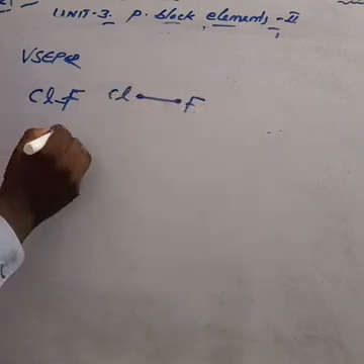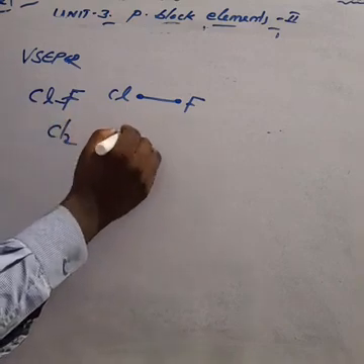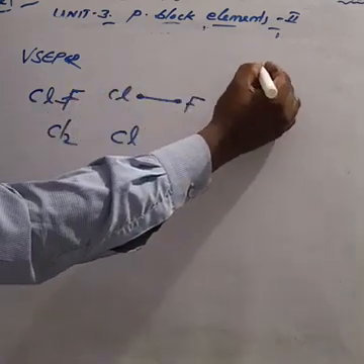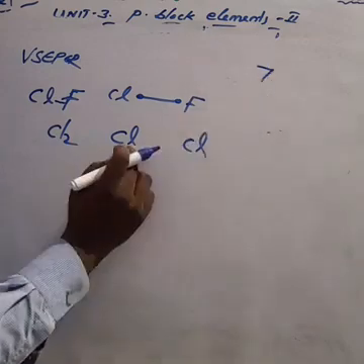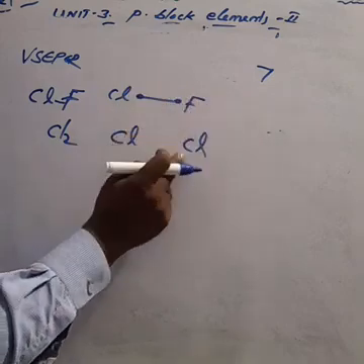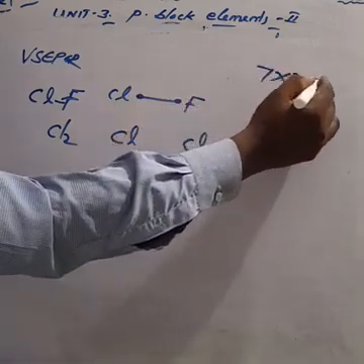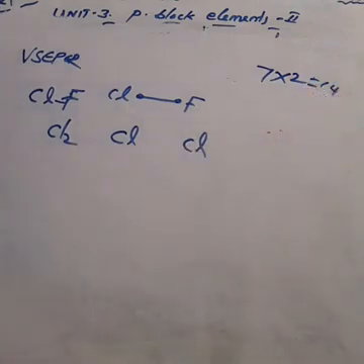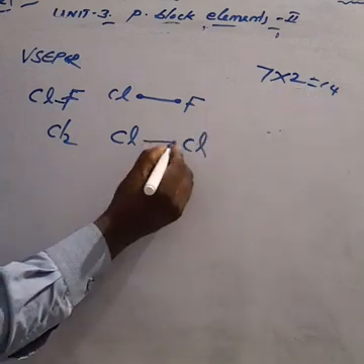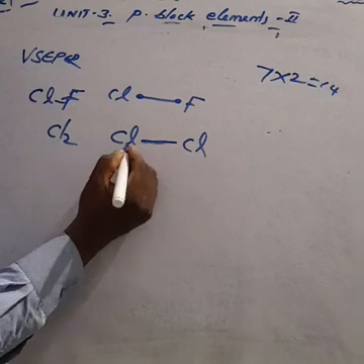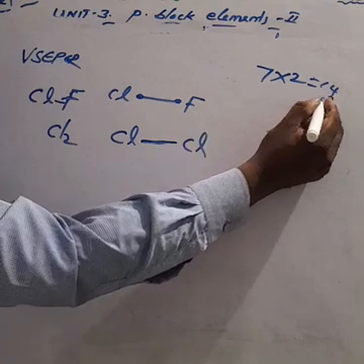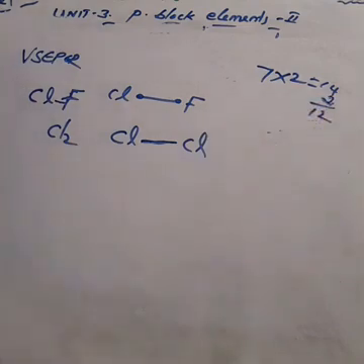Suppose I am taking 2 chlorine atoms. All of you know that the outermost shell of a halogen contains 7 electrons. So one halogen has 7 electrons; 2 halogens means 7 into 2 is equal to 14 electrons. Out of these 14 electrons, I am making a bond between the 2 chlorine atoms. One bond needs 2 electrons. So 14 minus 2 gives the remaining 12 electrons.